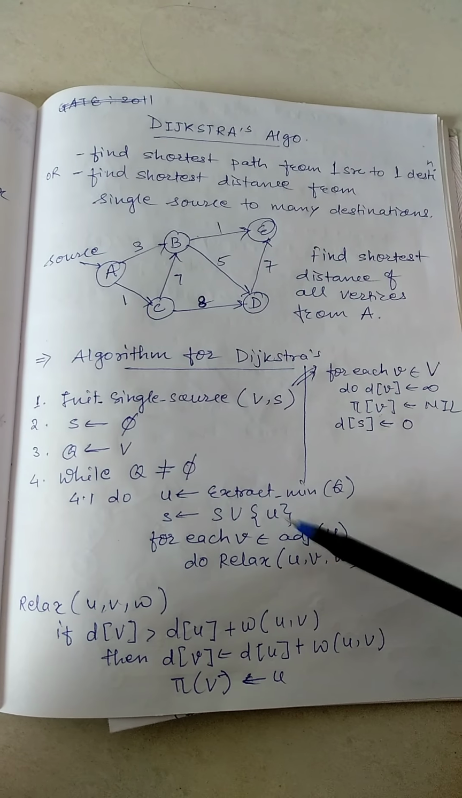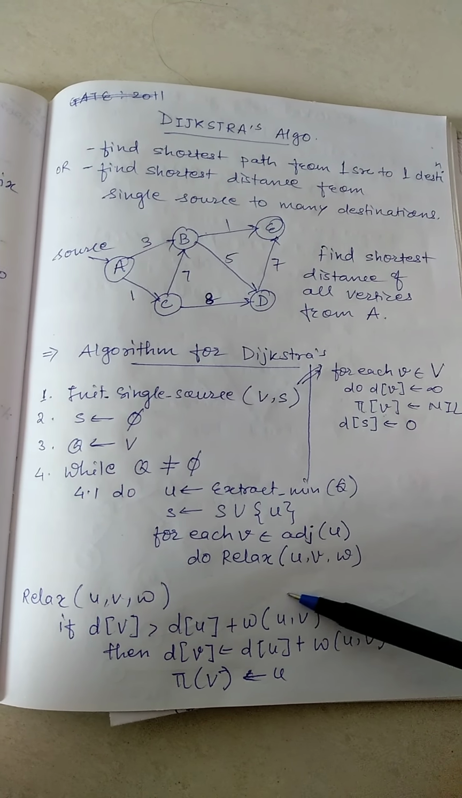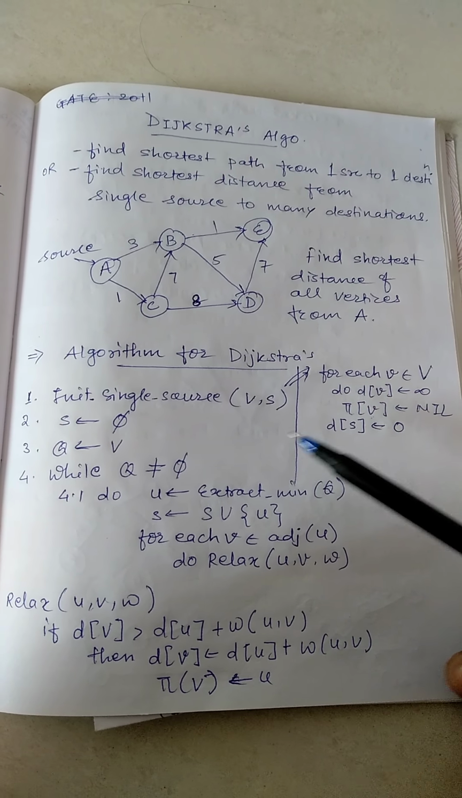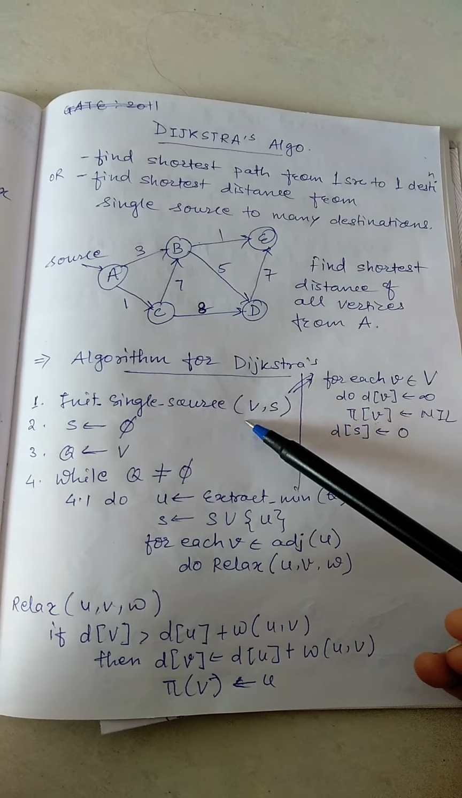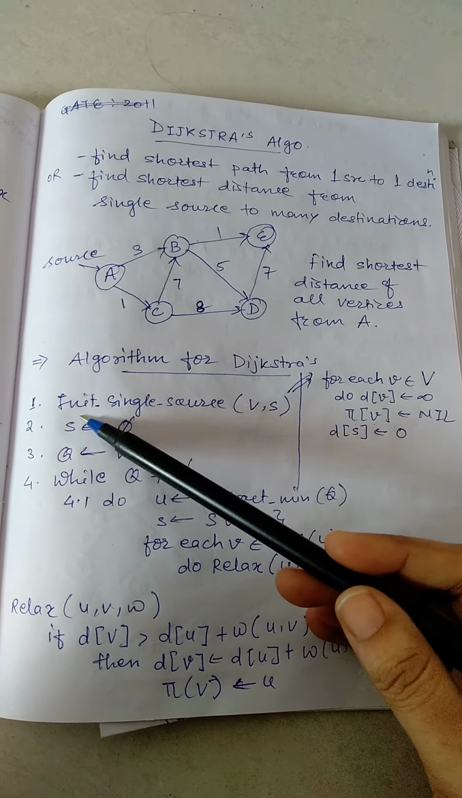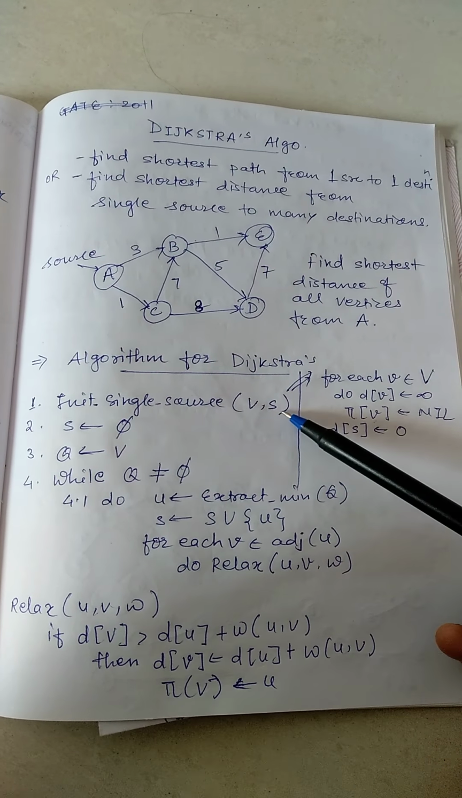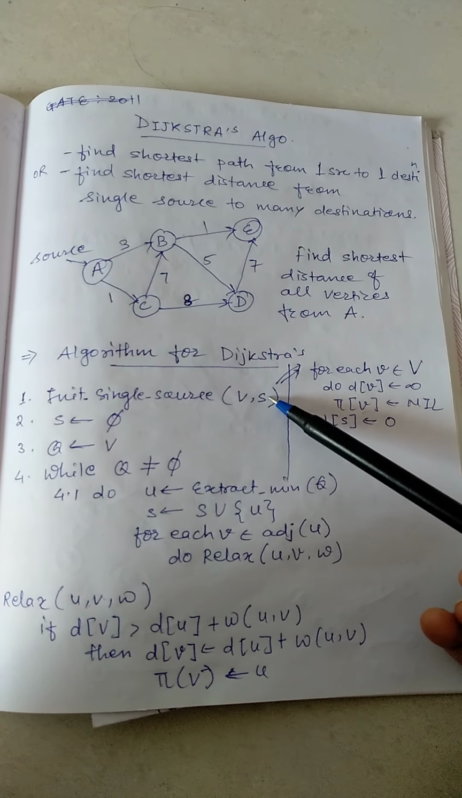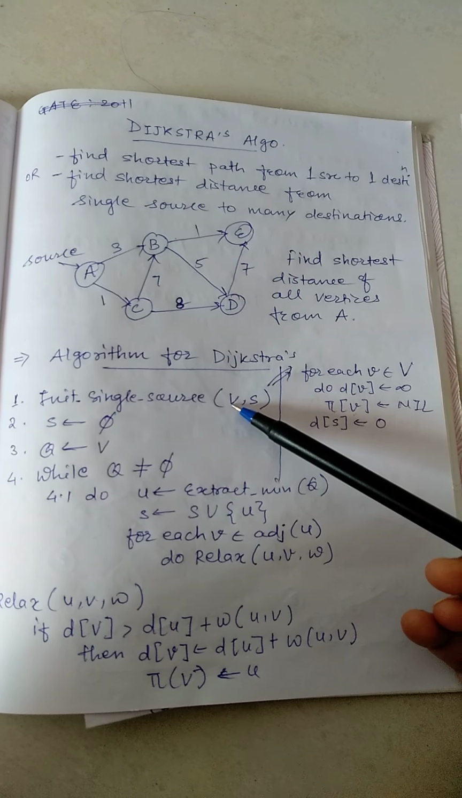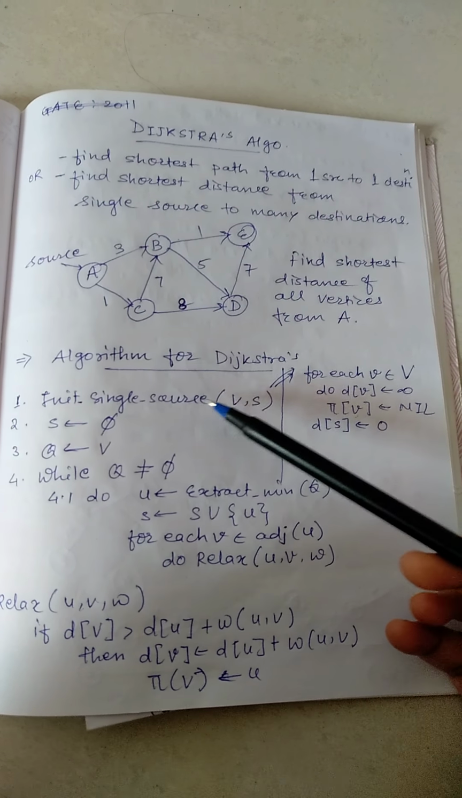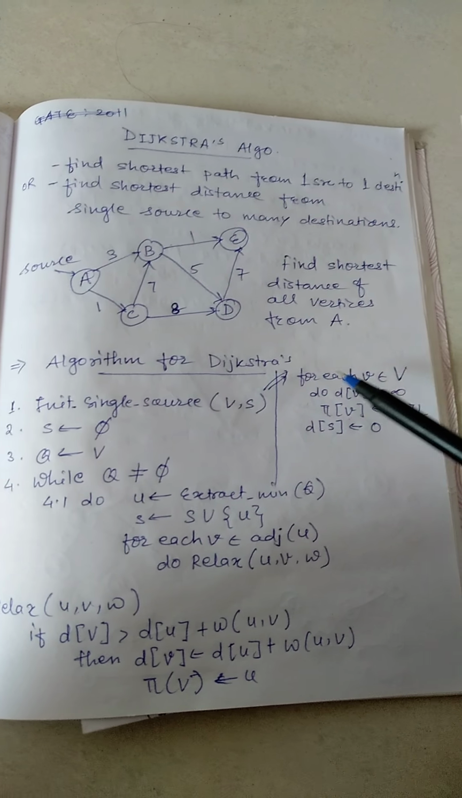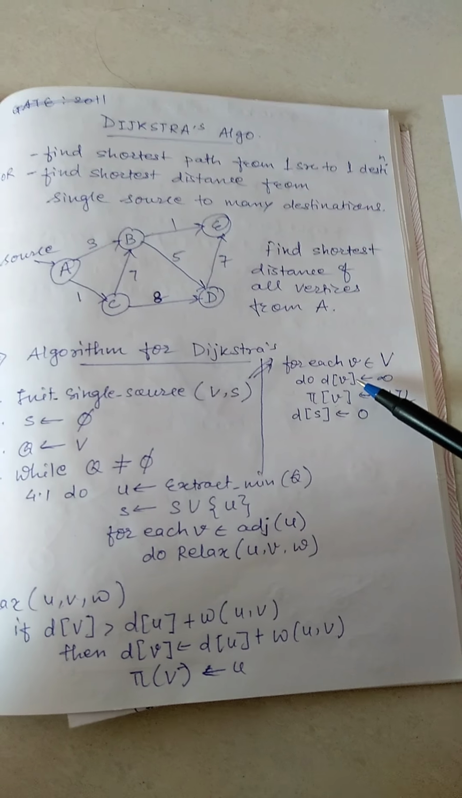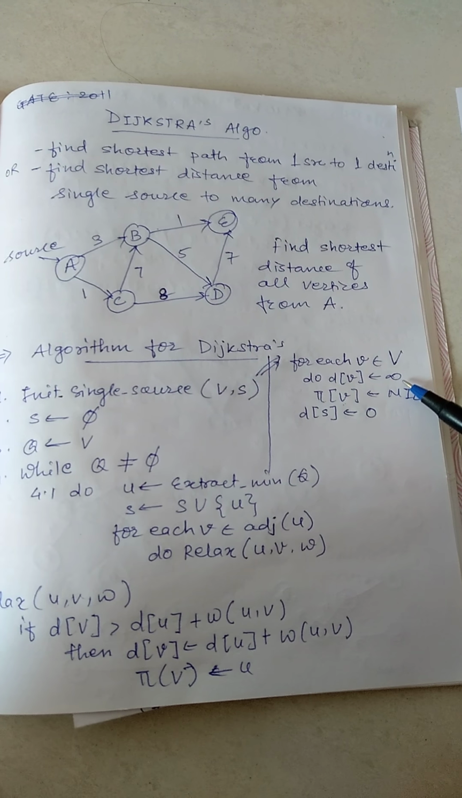This is a standard algorithm which you can find in any reference book. Before going to the example, I will explain what this algorithm is. The first step is INIT-SINGLE-SOURCE(V, s). We are calling one function, INIT-SINGLE-SOURCE, where s is the source vertex and V is the set of vertices. This function sets, for each vertex v belonging to the vertex set of the graph, the distance of all the vertices as infinity.